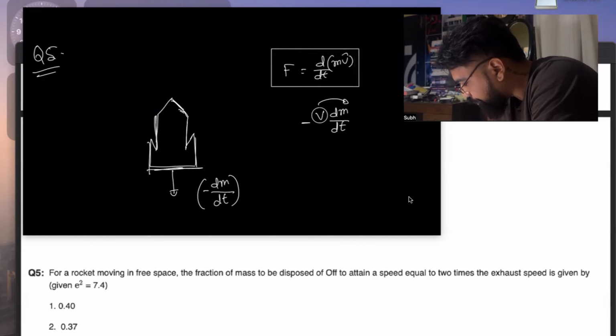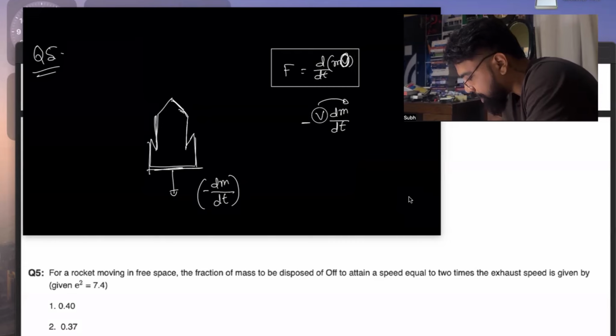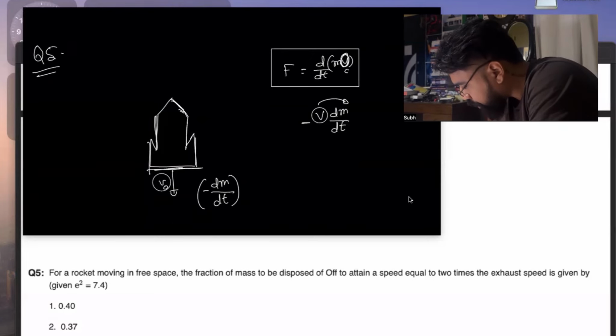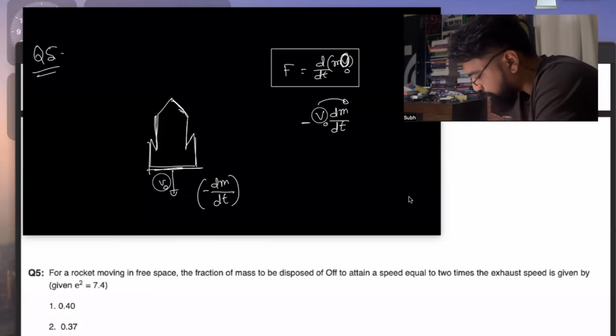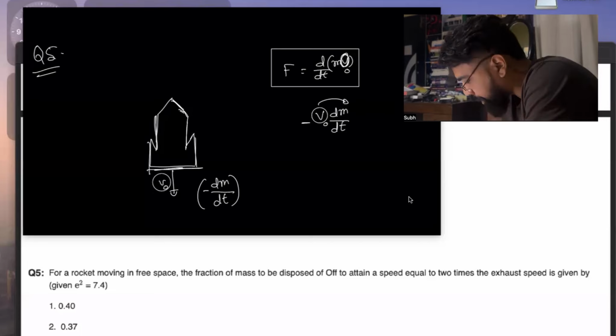Now, because the V is the speed of the fuel with which it is ejecting out, this is the speed of the fuel. Let us make it V naught. Okay, so V naught is the speed of the fuel. So that is minus V naught dm/dt. This is the force acting on the rocket.